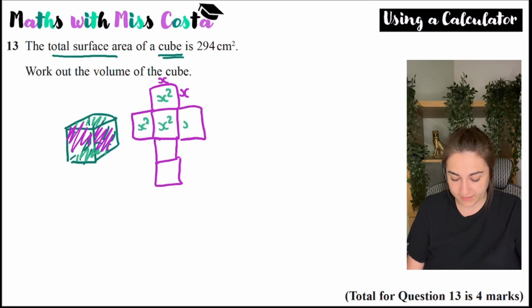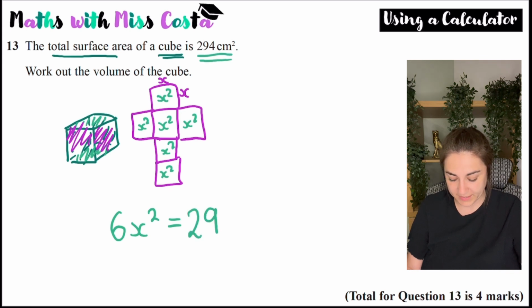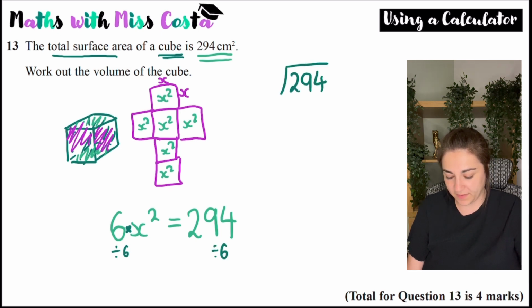And I've got 6 of these faces, so I have 6 lots of x squared must equal the total surface area of 294 centimeters squared. So step 1 would be, what does 6x squared actually mean? It means 6 times by x squared. So my first step would be to divide both sides by 6. So let's use the bus stop method. So 294 divided by 6.